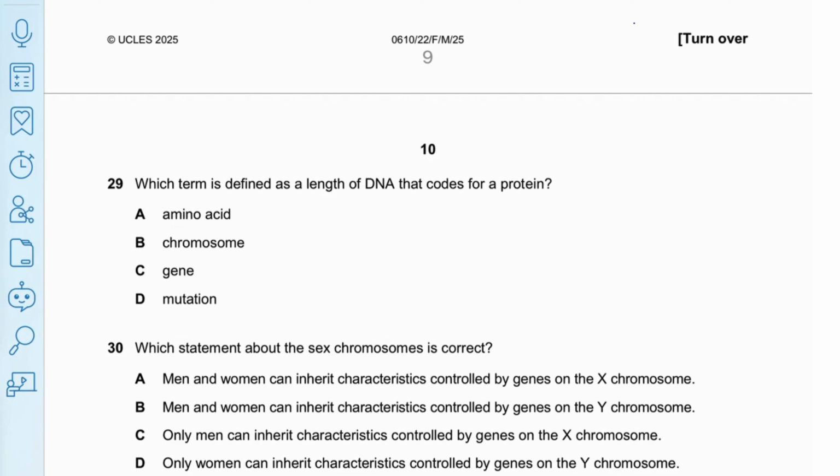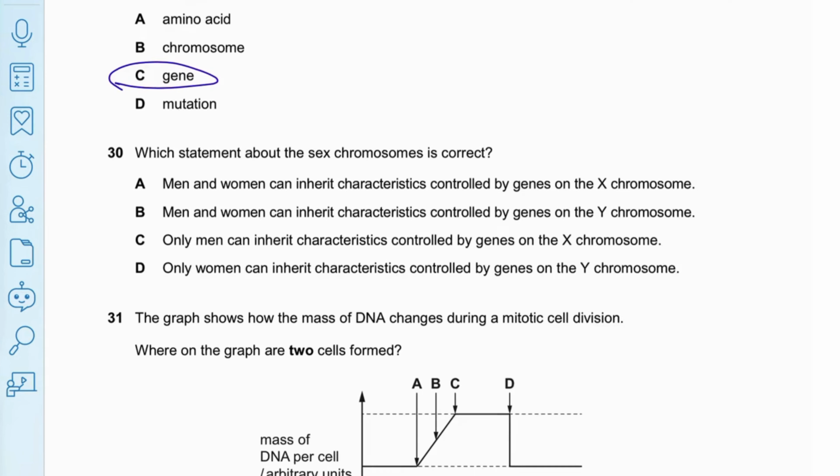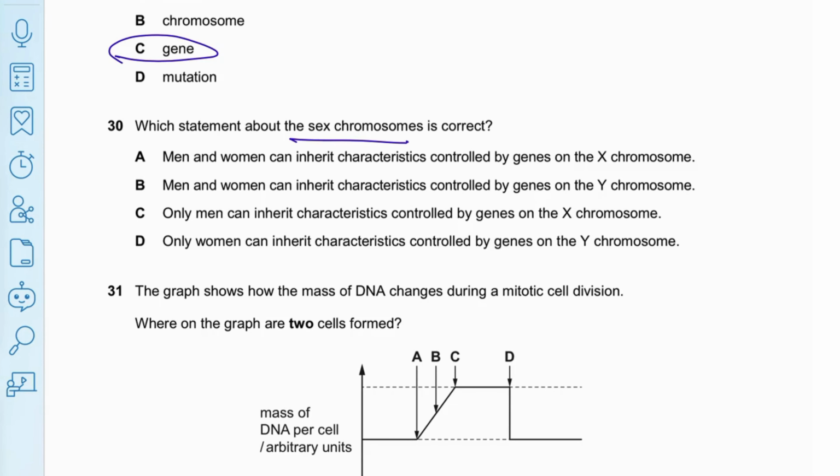29. Which term is defined as a length of DNA that codes for a protein? Easy. Gene. Which statement about sex chromosomes is correct? Men and women can inherit characteristics controlled by genes on the X chromosome. Yes, because men get the X chromosome from the mother, and the woman also can. Yes, and they get the Y chromosome from the father. Woman also can get the X from father or mother.